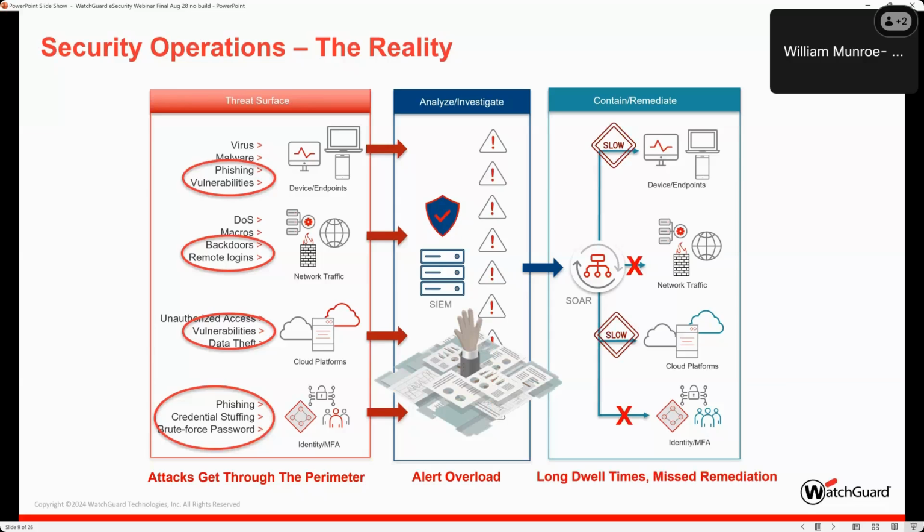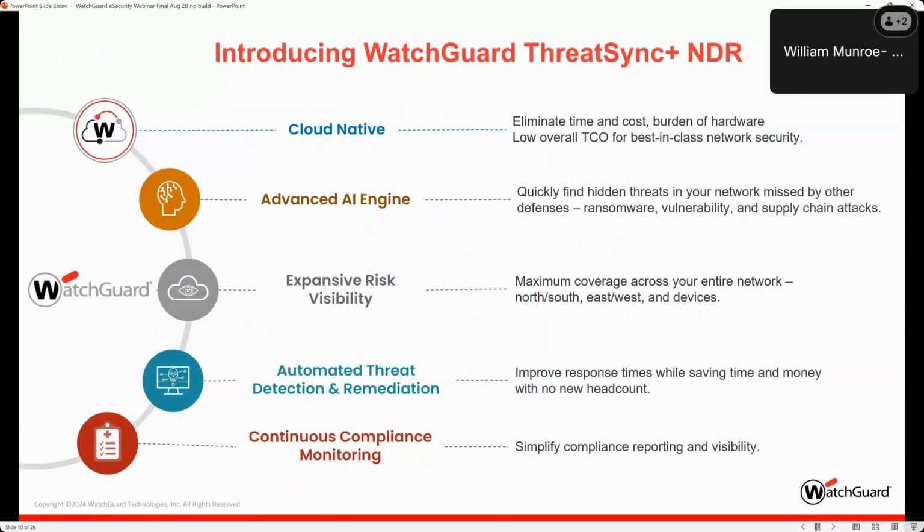And what happens? Well, the dwell times get long and the attacks are in and operating, remediation possibilities are missed, and attacks are successful. And we see this in the headlines every day, just like CircleCI and just like Bourne. So how does network detection play into that?